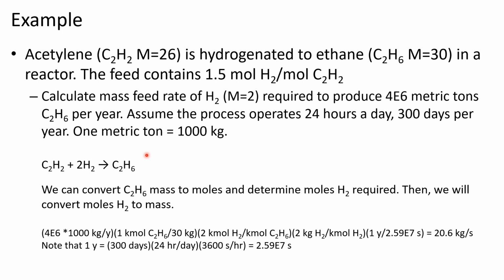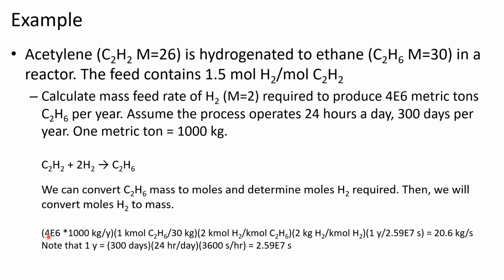And the thought process for this is that we're going to convert the ethane mass flow rate to a molar flow rate. And then we're going to determine the number of moles of hydrogen that are required from the stoichiometry of the equation, the chemical reaction. Then we'll convert the moles of hydrogen to mass. That's the thought process. Let's plug some numbers in.